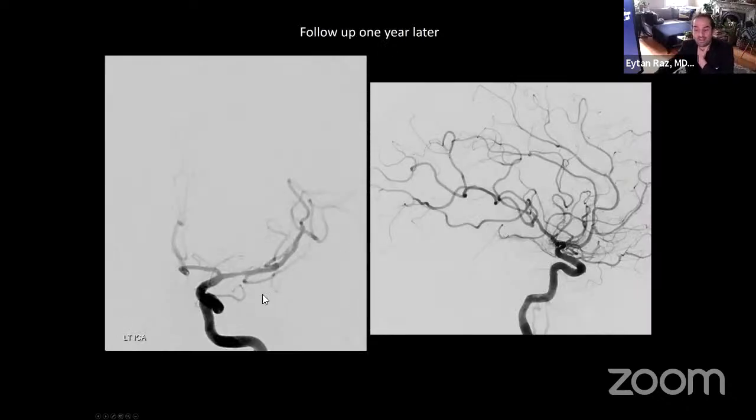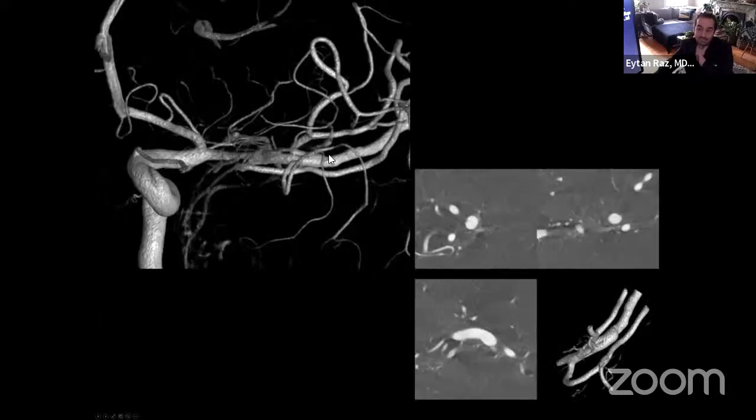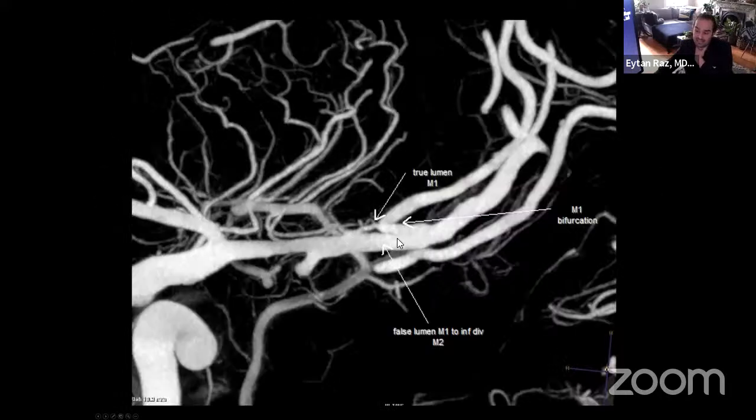This is the follow-up 1 year later, and the vessel now is looking much better. And this is the follow-up DynaCT 1 year later that shows there's actually the true lumen M1, the original M1, now very stenosed. This was the bifurcation. What is filling now is the false lumen that is filling the MCA.